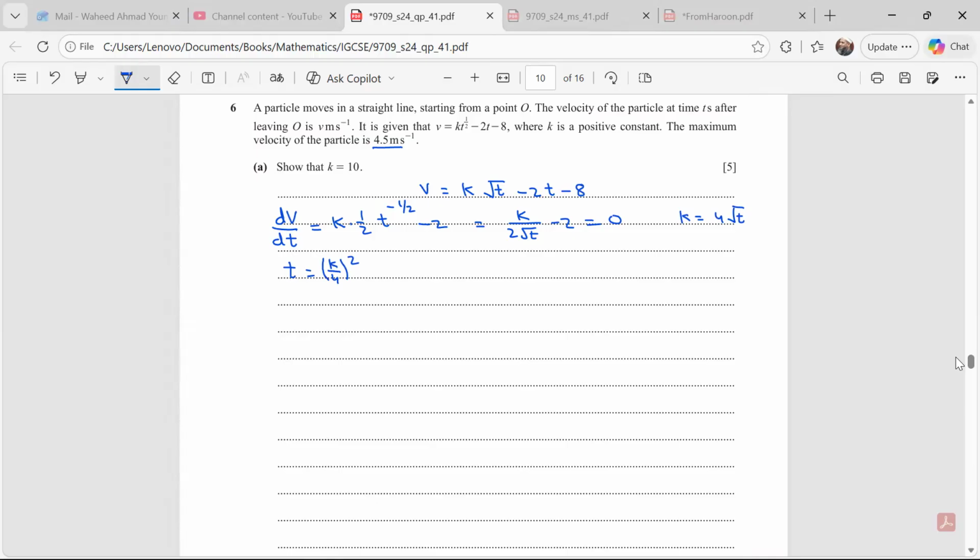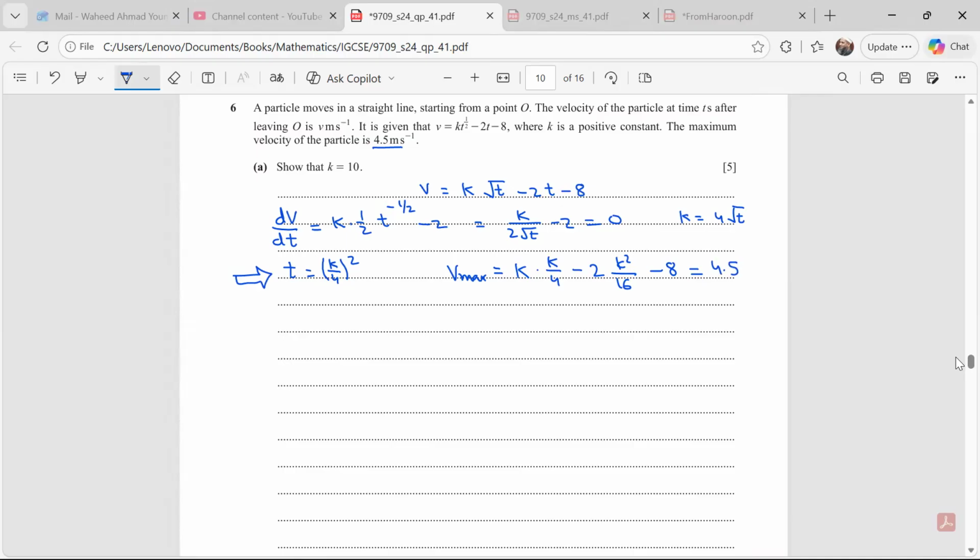Now, the velocity is maximum at this time, right? At this time the velocity was maximum. So I will find the velocity at this particular time. So velocity is k, and square root of t is k by 4, minus 2 times t, which is k square by 16, right? And minus 8. And this is given as 4.5. The maximum speed is given as 4.5.